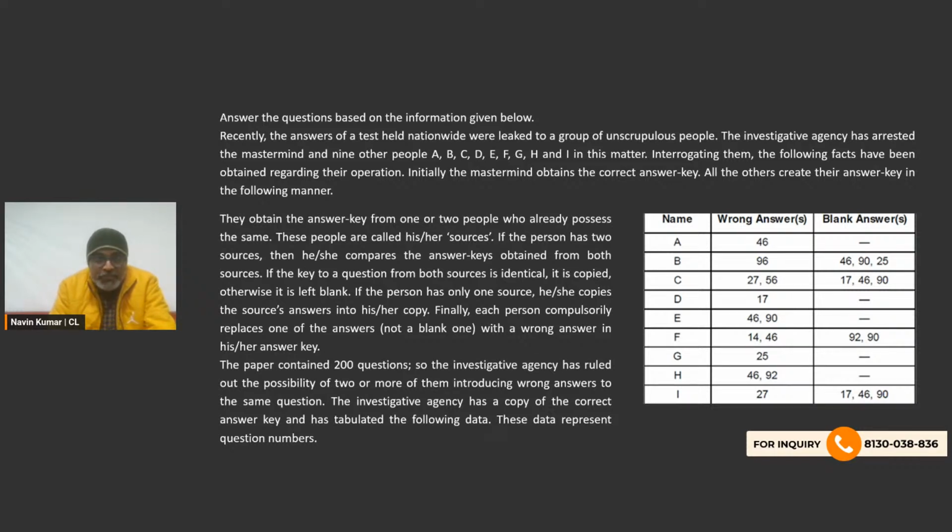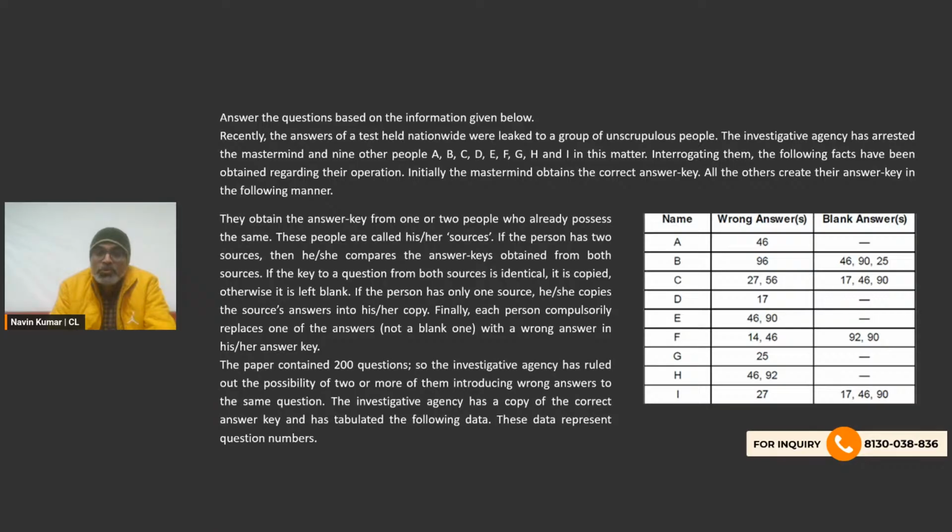Interrogating them, the following facts have been obtained regarding their operation. Initially, the mastermind obtains the correct answer key. All the others create their answer key in the following manner. They obtain the answer key from 1 or 2 people who already possess the same. These people are called his or her sources.